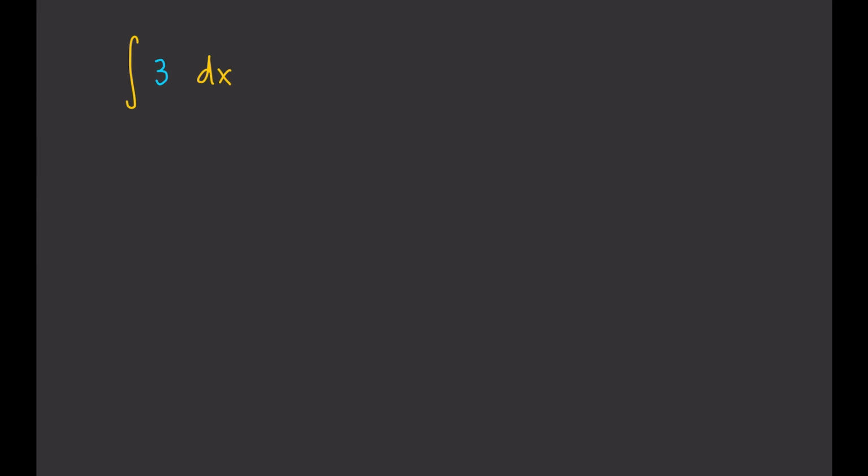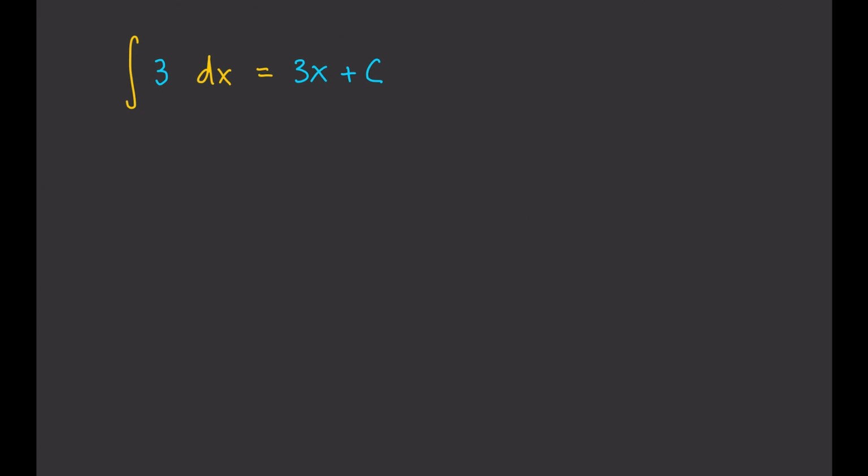Okay, and so let's answer. What function gives us 3 when we differentiate? Well, that function is 3x, and of course don't forget plus c. So the antiderivative of 3 is equal to 3x plus c.